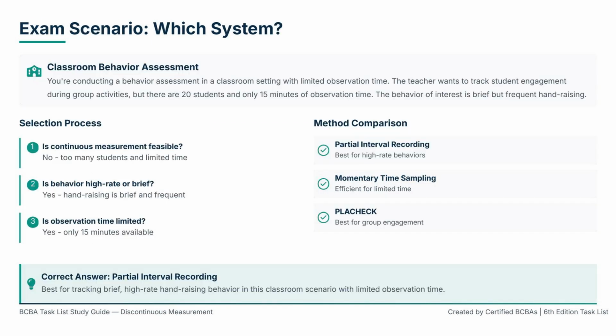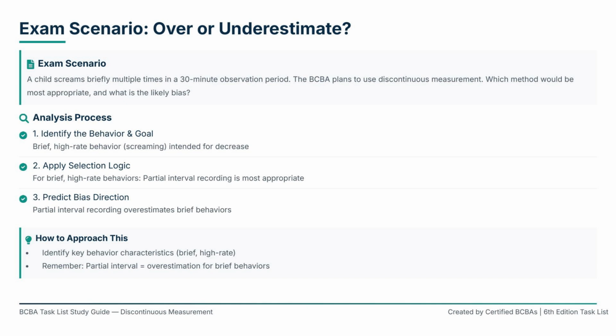In this classroom scenario, continuous measurement isn't feasible. The behavior, hand raising, is brief and frequent. Partial interval recording is the best choice for tracking this type of behavior under time constraints. This is exactly how exam scenarios are structured. Here, the behavior is brief, high-rate screaming intended for reduction. Partial interval recording is appropriate, and it will overestimate behavior. Always pair method selection with bias prediction.